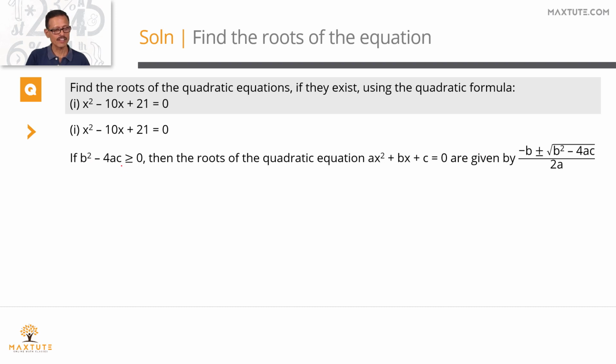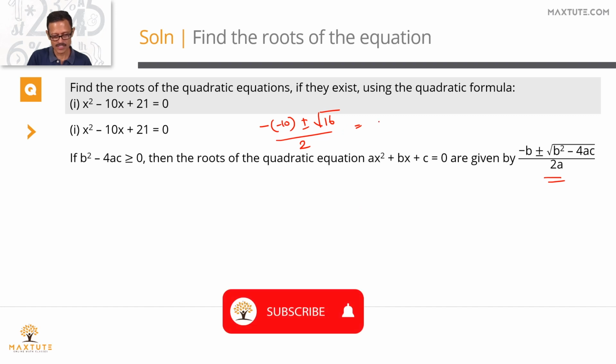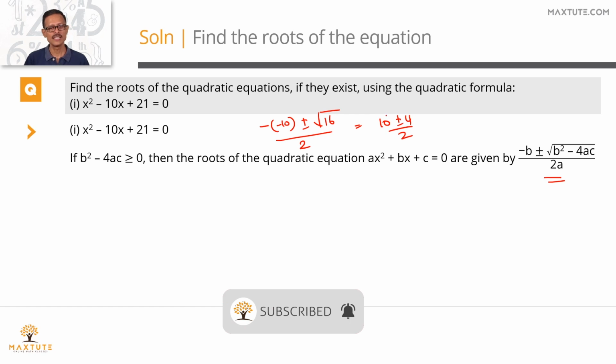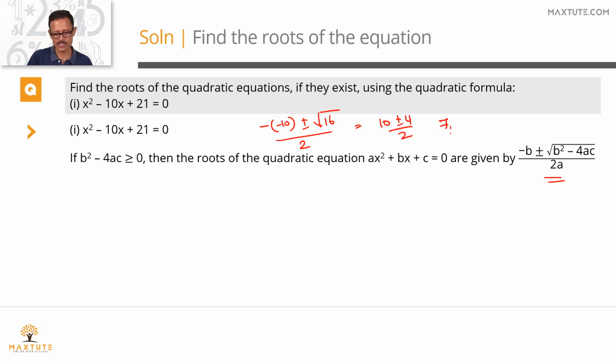If a solution exists where b square minus 4ac is greater than or equal to 0, then the roots of the quadratic equation are given by this. I'm going to plug in the value minus b, which is minus of minus 10, plus or minus square root of, we computed b square minus 4ac to be 16. I'm going to use it directly without wasting time, divided by 2 into a. So this is going to be equal to minus of minus 10 is plus 10, plus or minus 4 divided by 2 will be the roots. 10 plus 4 by 2 is one root, which is 7. 10 minus 4 by 2, which is 6 by 2, 3 is the other root. So 7 and 3 are the roots.